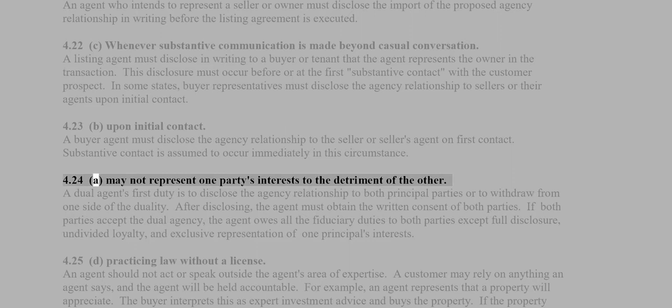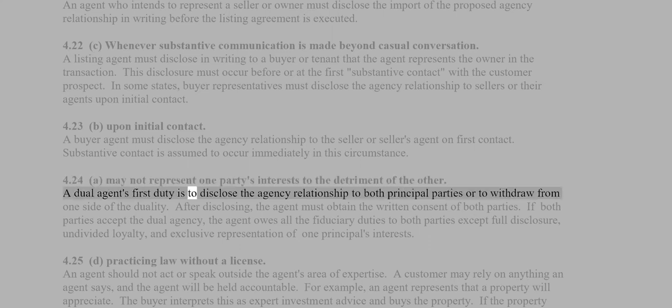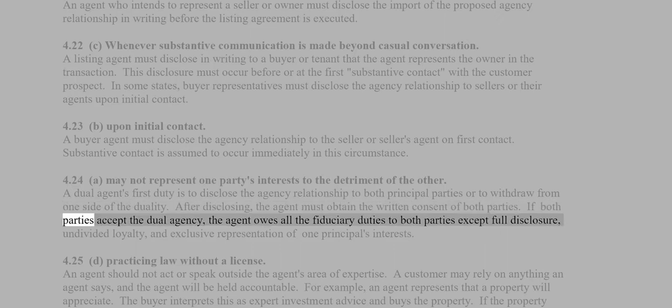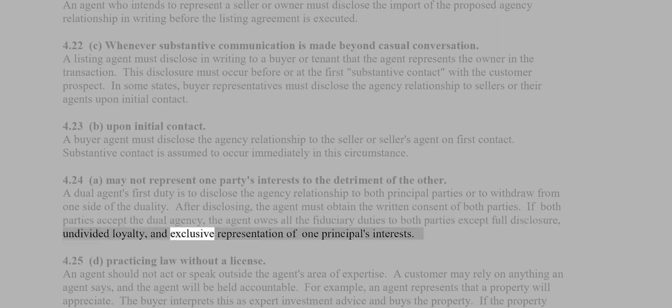4.24 a. May not represent one party's interests to the detriment of the other. A dual agent's first duty is to disclose the agency relationship to both principal parties or to withdraw from one side of the duality. After disclosing, the agent must obtain the written consent of both parties. If both parties accept the dual agency, the agent owes all the fiduciary duties to both parties except full disclosure, undivided loyalty, and exclusive representation of one principal's interests.